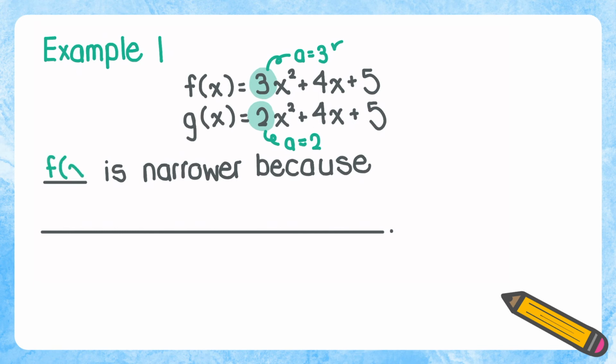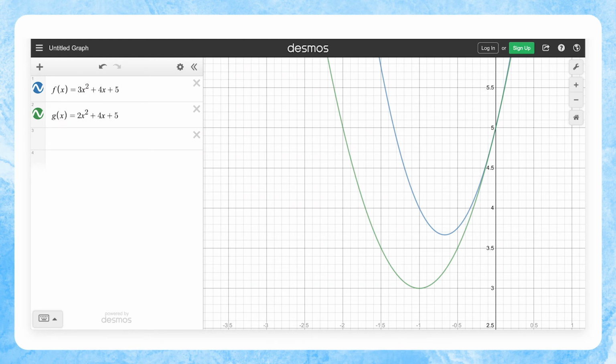So f of x is narrower because it has a larger a value. For the width of the graph, we focus on how large a is. So let's take a look at the two graphs. Notice that f of x, the blue graph, is narrower than g of x, the green graph.